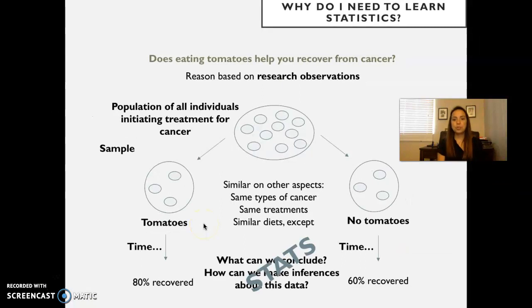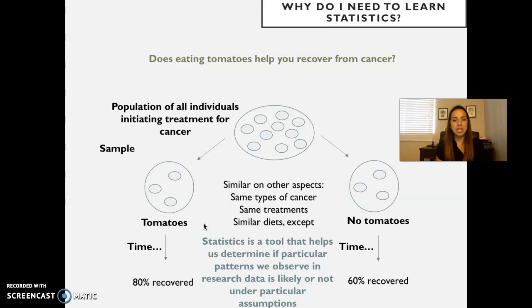And my answer to you is that stats can help. Because really, what stats will try and tell us is whether this difference of 20% is a difference that I can trust, that will happen at a greater likelihood or probability than chance, or whether 20% is a difference that is not very likely to occur, and thus I should think that tomatoes might actually be doing something for recovery.